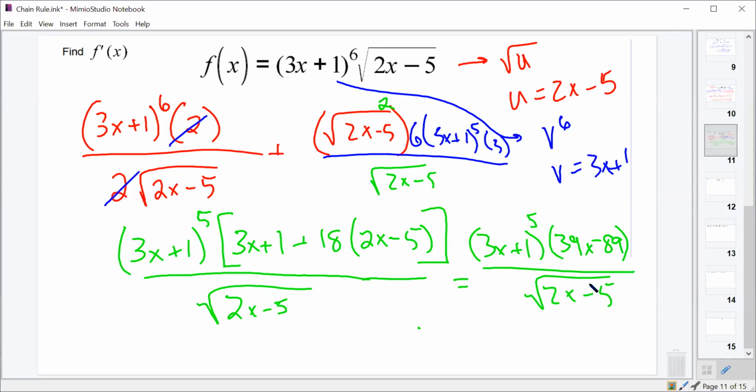Kind of an odd question, but is there a reason that you had to put the square root of 2x minus 5 as a common denominator? Wouldn't it have been fine just under one of them? Yep, it would be fine.